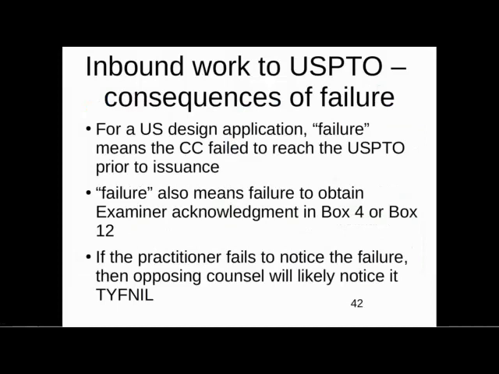Consequences of failure include failing to even present the priority claim prior to issuance, or failing to get the certified copy into the file prior to issuance. Either of those slip-ups will mean that the priority claim has not been perfected, and that will be a problem at litigation time. And again, box 4 in the office action form or box 12 in the notice of allowance will hopefully have been checked by the examiner, at which point you could relax.